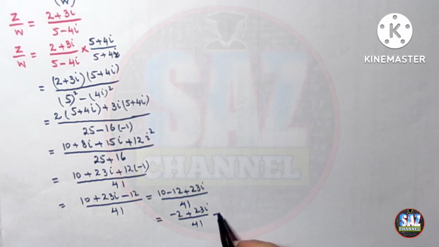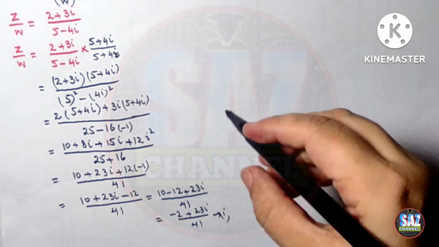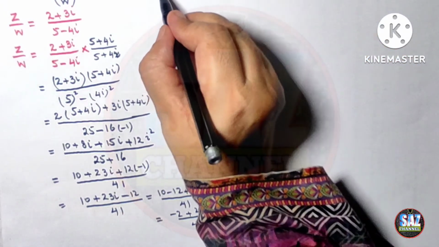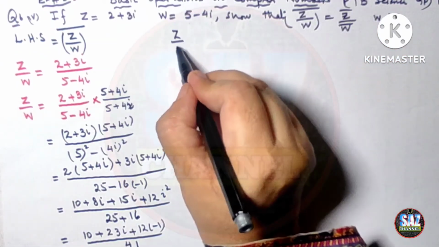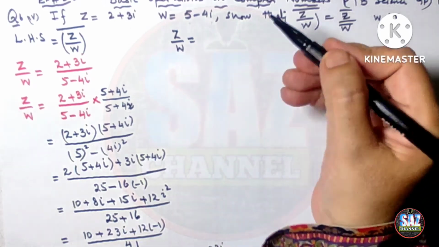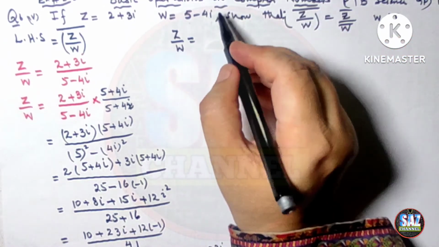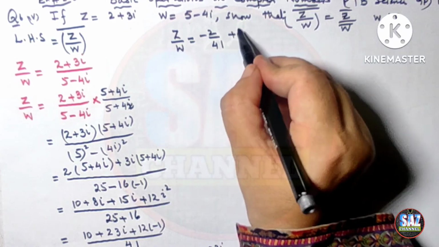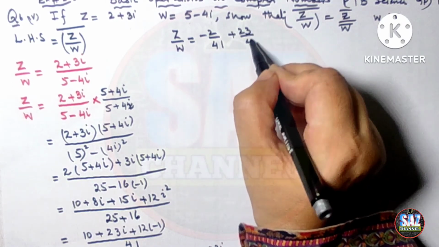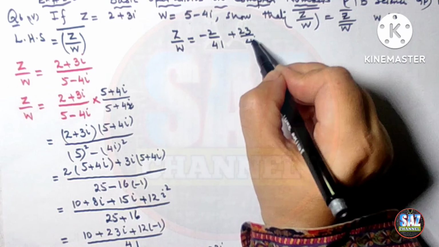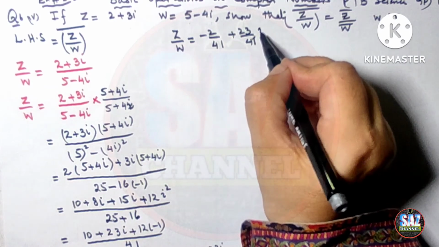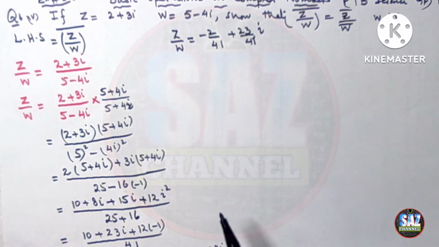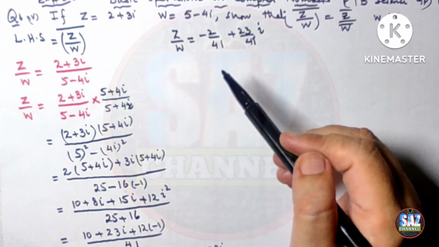Let me bring the working over here so that my students can see it clearly. Minus 2 by 41 plus 23 by 41 iota. This is the answer for z upon w only.